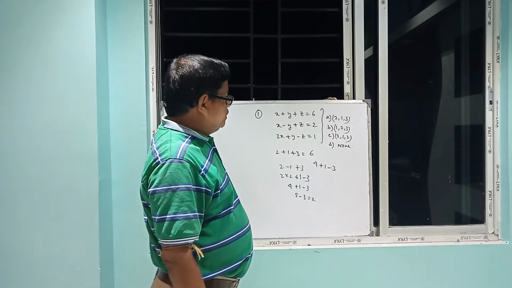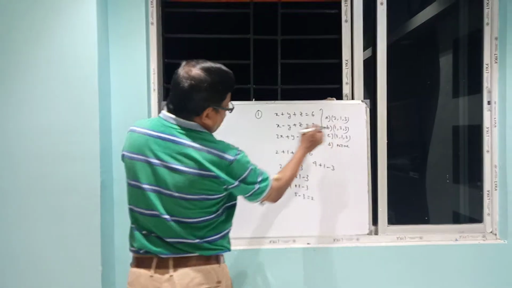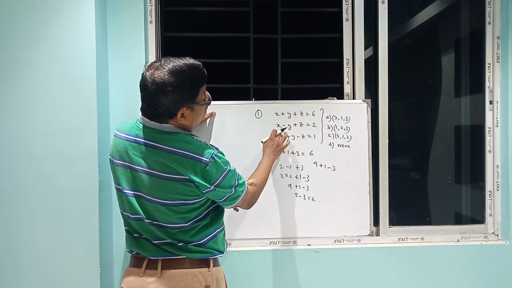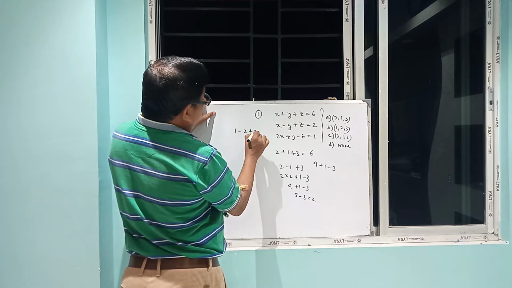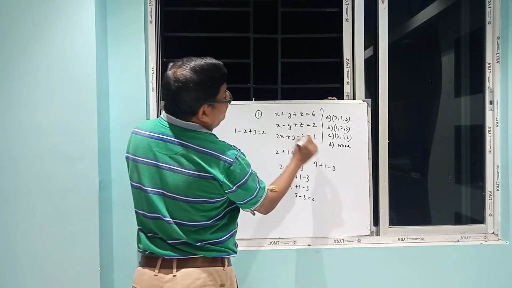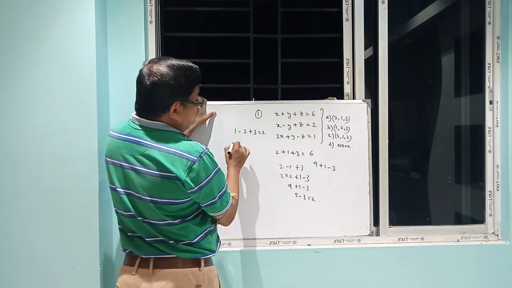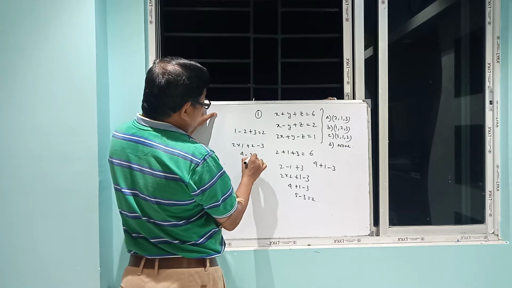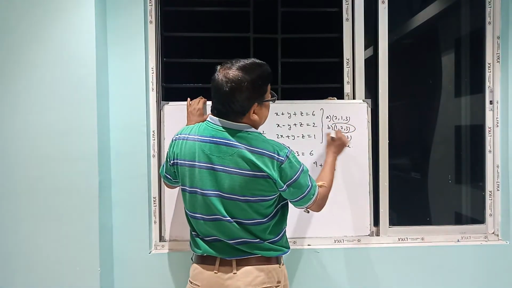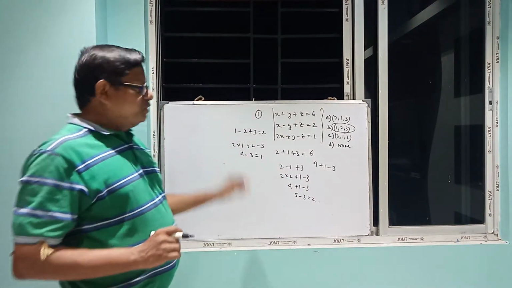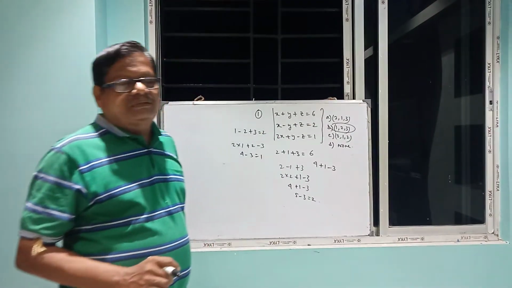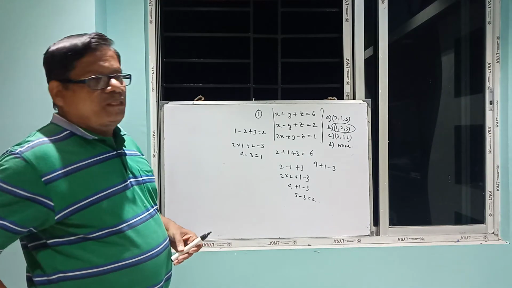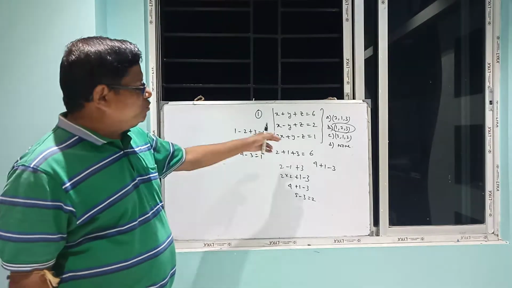Understood? So now put 1, 2, 3. So 1, 2, 3, it becomes 6. This one, 1 minus 2 plus 3, 3 minus 2, that is 2, satisfied. And this equation, 2 into 1 plus 2 minus 3, that is 4 minus 3, 1, satisfied. See, this satisfies all three equations. So the solution is 1, 2, 3. Okay. All three equations are satisfied.